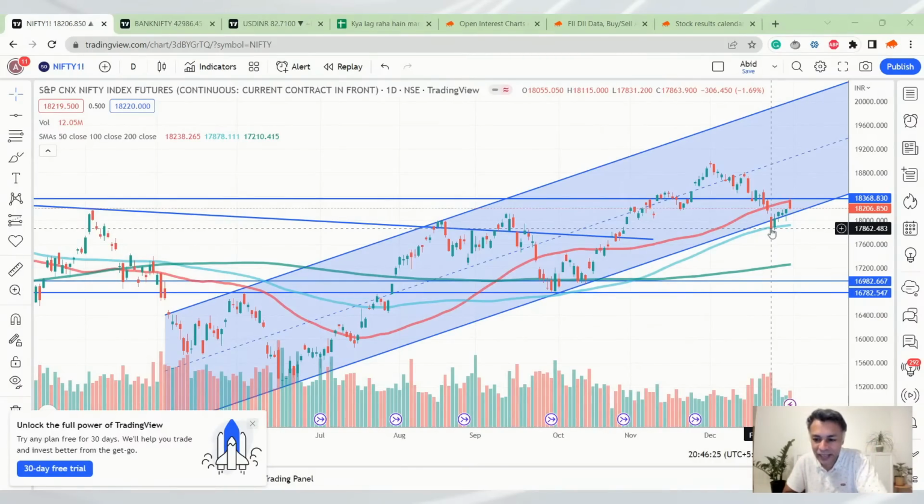Soil is saying channels are imaginary. I mean, okay. Pankaj is saying, how about rejection of 50 SMA? That's a fair point, Pankaj. Even I am a little conflicted on that.